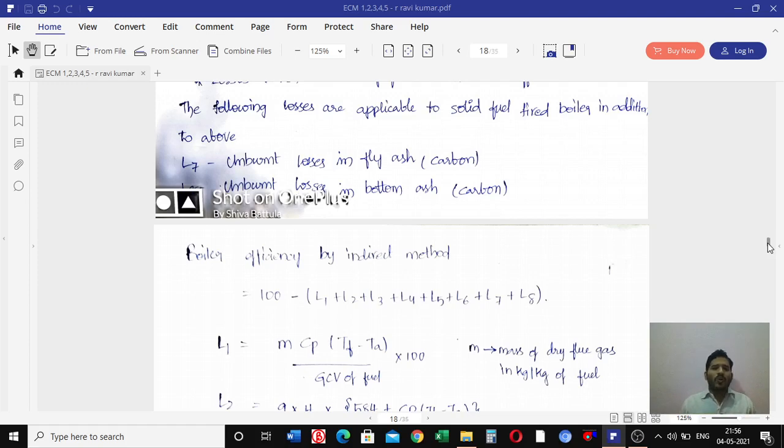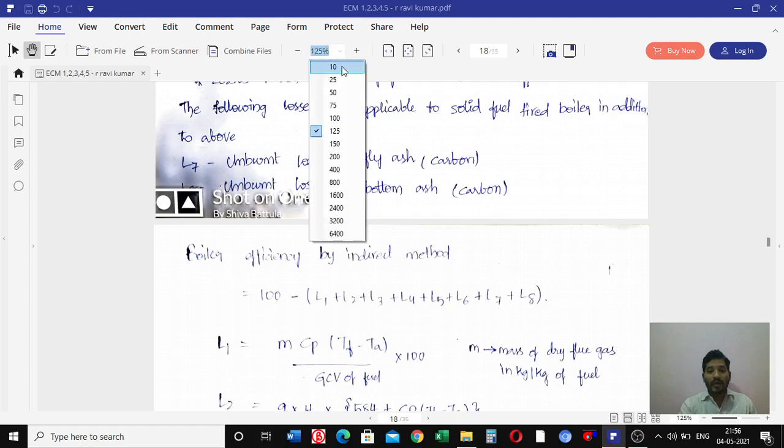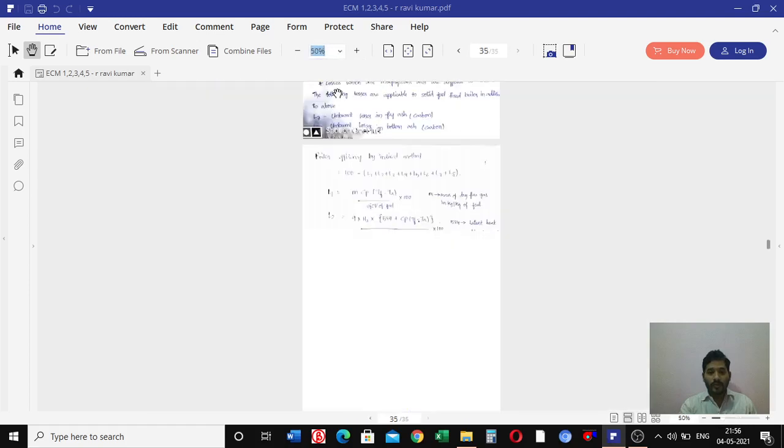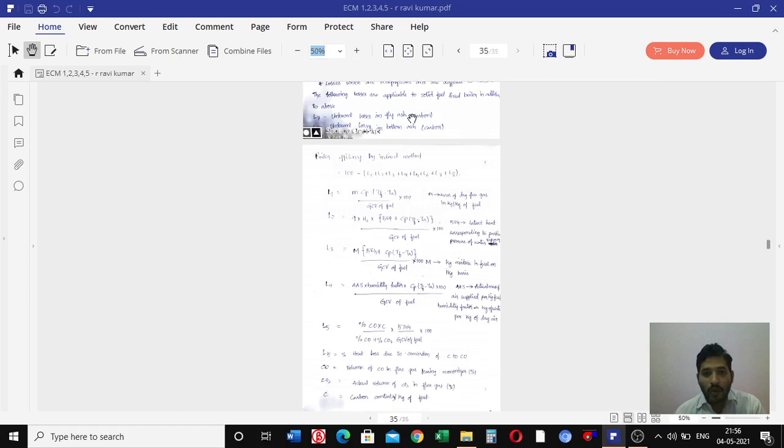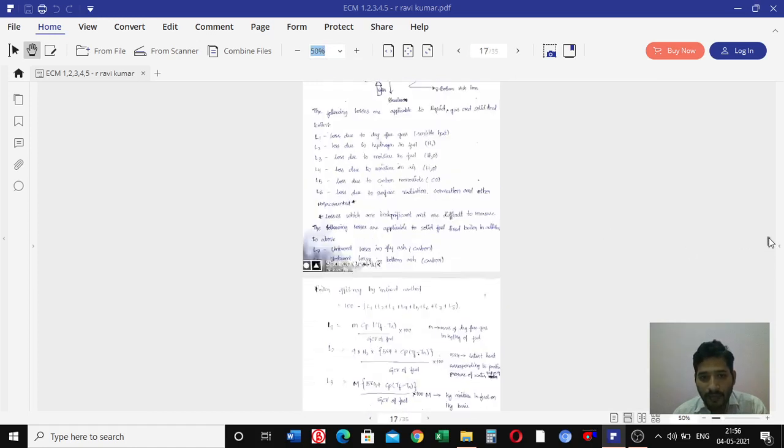So if you want to find out the boiler efficiency by the indirect method, the formula is 100 minus (L1 plus L2 plus L3 plus L4 plus L5 plus L6 and L7).